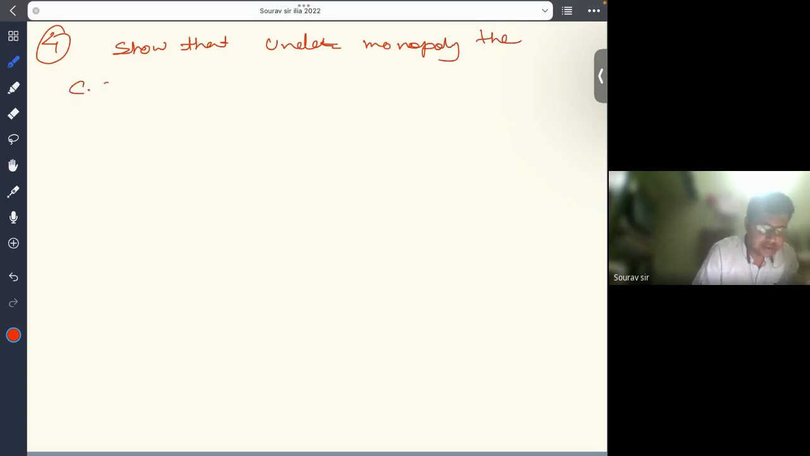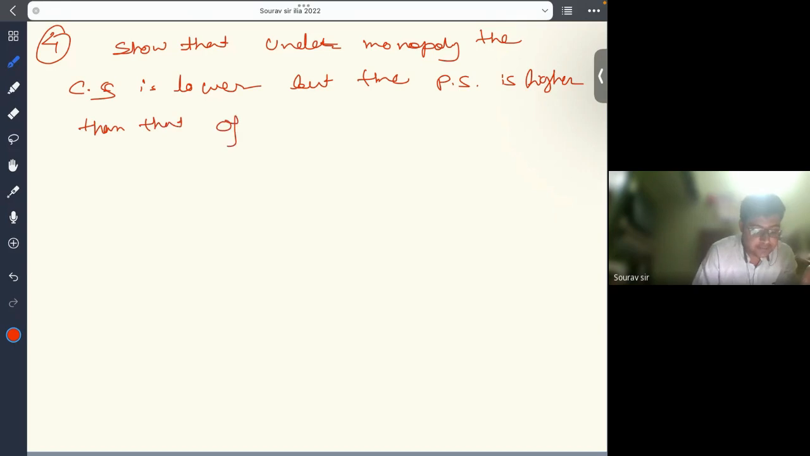The question is, show that under monopoly, the consumer surplus, that is CS, is lower, but the producer surplus, that is PS, is higher than that of a PC or perfectly competitive market.